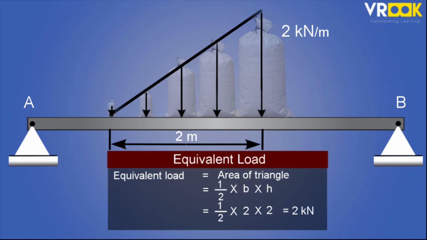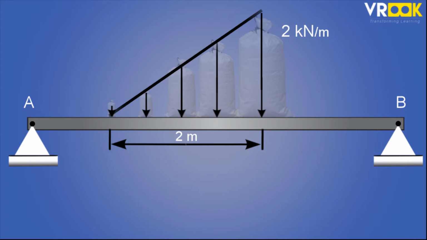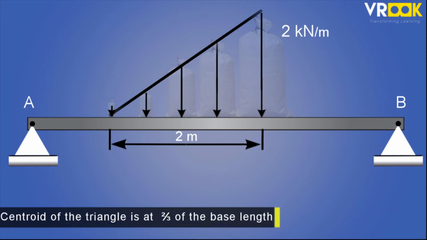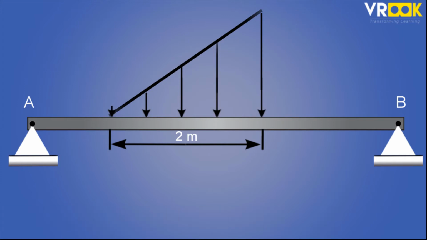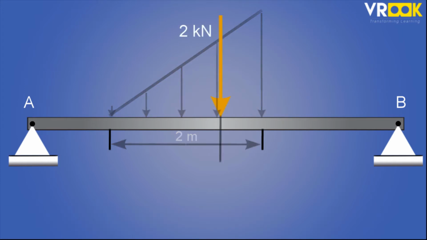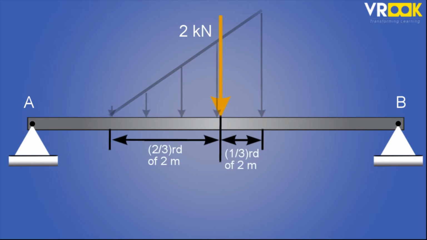The position of this load will be along the centroid of the triangle. Centroid is nothing but the geometrical center of the object. We'll learn about it in our next course. So, the centroid of the triangle is at 2/3 of the base length, or it can be at 1/3 of the base length from the other end. In this case, we consider it at 2/3 of base length. So, the point load of 2 kilonewton will act along the centroid. You will understand these forces when we solve problems in the upcoming section.